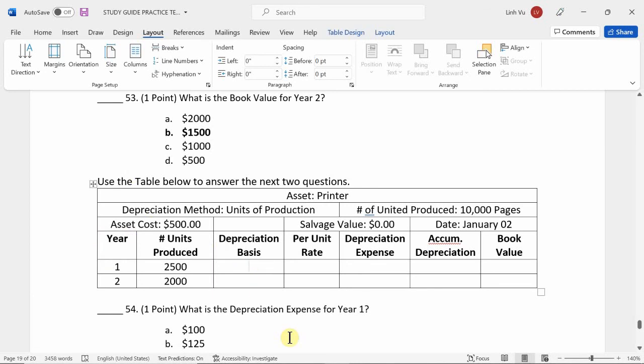About 500 since there's no salvage value. Good. Excellent. It's the same thing as what we did earlier. It's going to be your asset cost minus salvage value. In this case, we have 500 minus 0, which gives you 500. What is going to be my per unit rate?